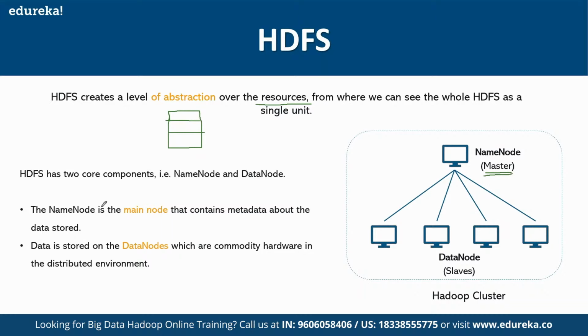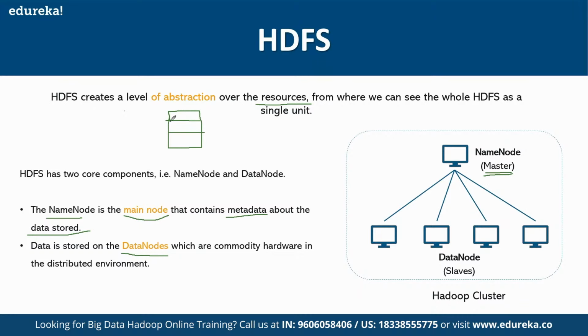As mentioned, every HDFS, when you talk about Hadoop distributed file system, has one name node and many data nodes. The name node is the main node or the master node which contains metadata about the data stored. If you are aware of databases, you will be aware of metadata as well. Metadata is just data about data. So when I say data about data, what data is present in the name node? It means information about the data that is stored.